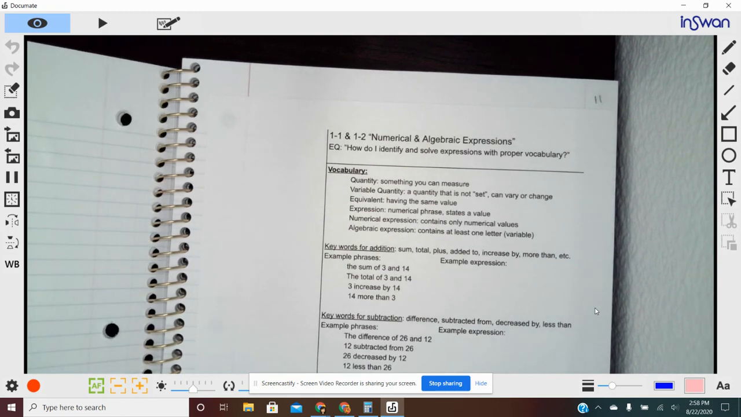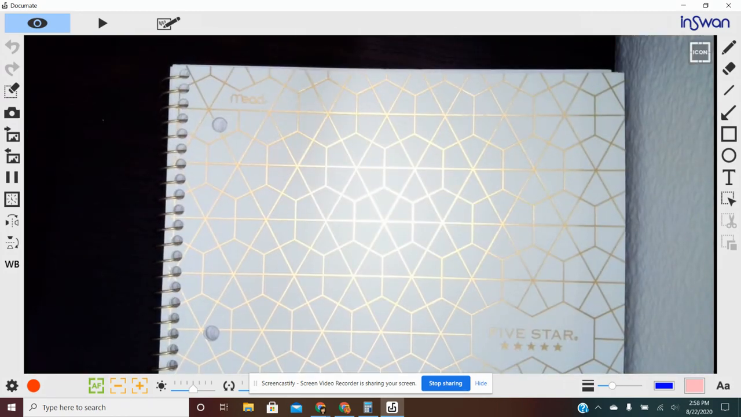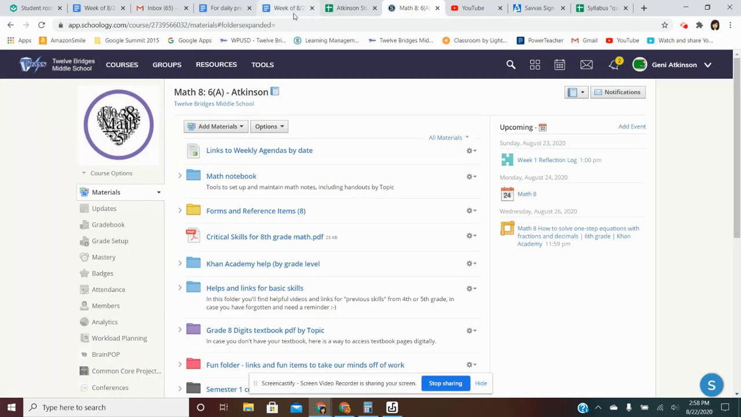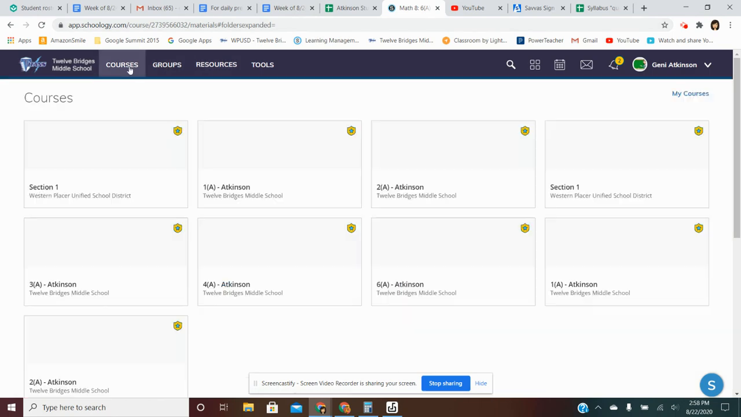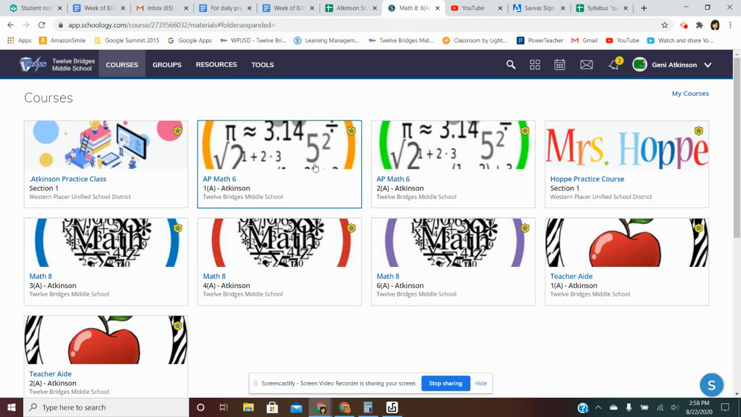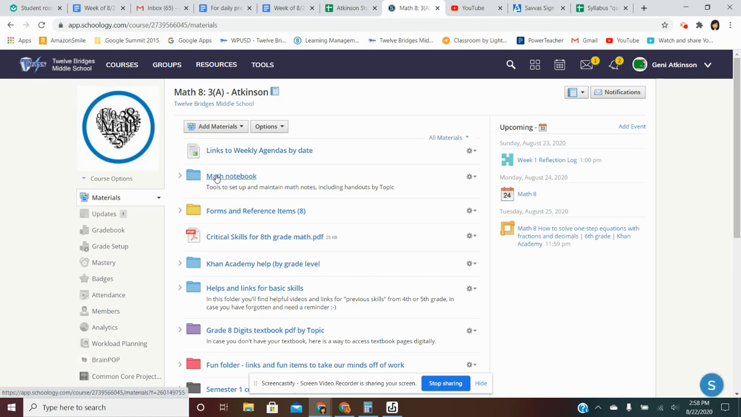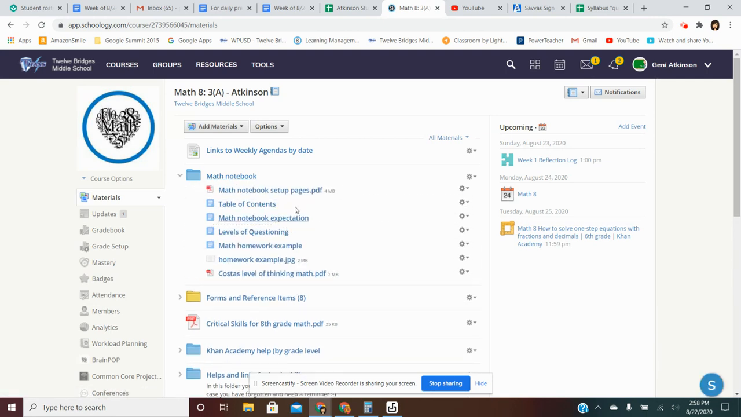Now, next question would be, how do I get all these things? How am I supposed to glue them in? Well, here are the answers. If you go to Schoology, and I'm going to go to any of our classes, the folder's the same in any class. So I'll go with third period. There is a folder called Math Notebook. If you click on it, I made one file, it's a PDF file, of the notebook setup pages. If you print that, you have everything you need to set up your notebook. If you cannot print it, you need to reach out to me, let me know, so I can find a way to get it to you, okay?